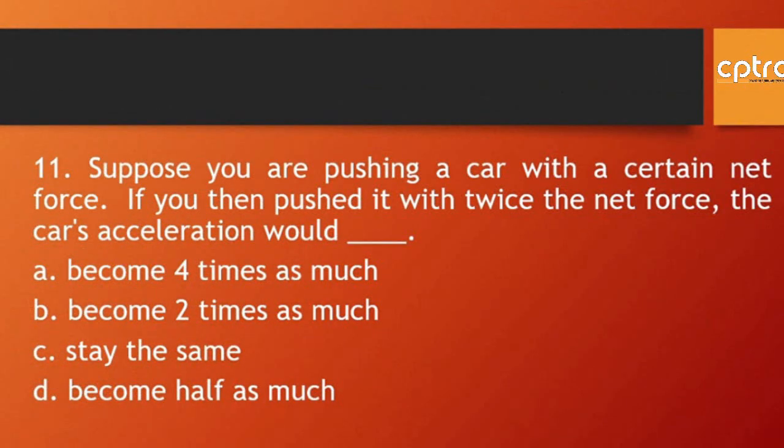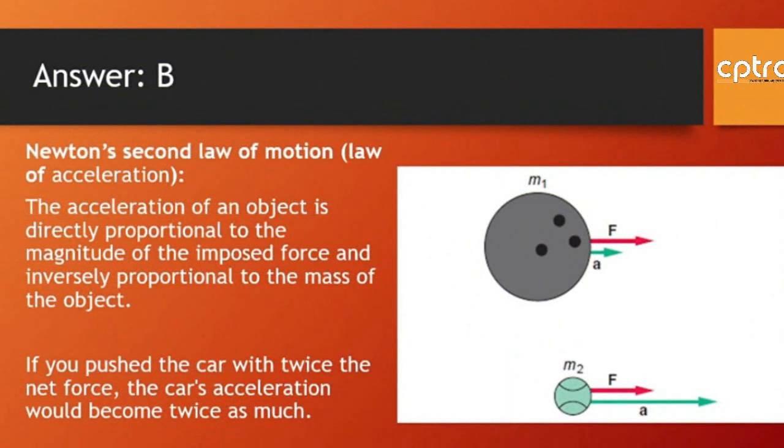11. Suppose you're pushing a car with a certain net force. If you then pushed it with twice the net force, the car's acceleration would... The answer is letter B. According to Newton's second law of motion, or the law of acceleration, the acceleration of an object is directly proportional to the magnitude of the imposed force and inversely proportional to the mass of the object. So if you push the car with twice the net force, the car's acceleration would become twice as much.